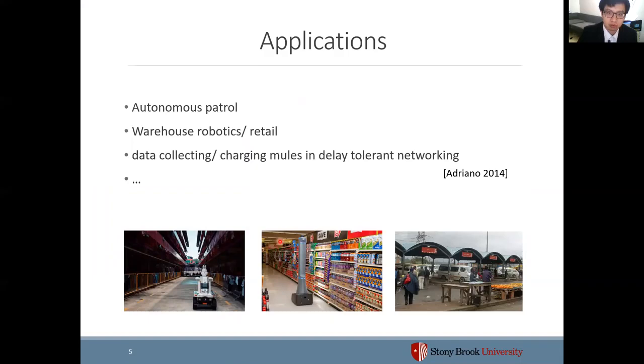This objective function has many applications. For example, in autonomous patrol, like what we showed before, you can have a robot patrol the whole area and some important sites. You can talk about warehouse robotics or retail, where you can resupply the items on the shelf. You can also talk about data collecting or charging mules in delay-tolerant networking, like this one.